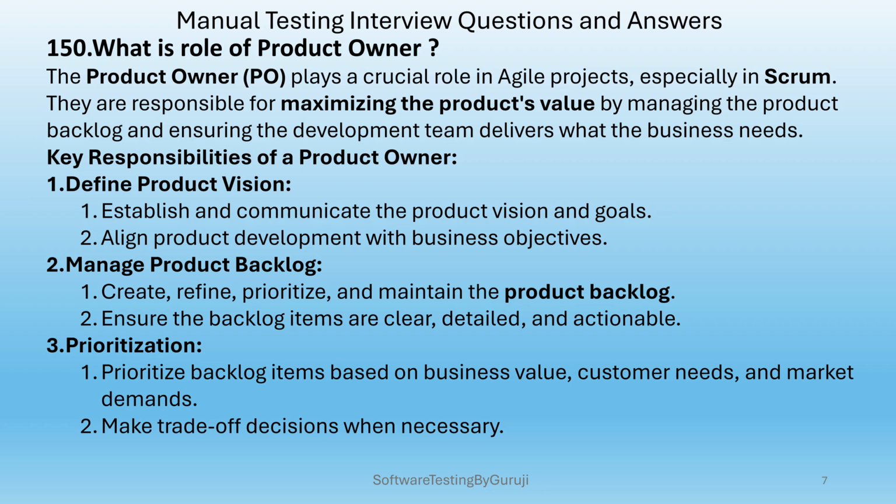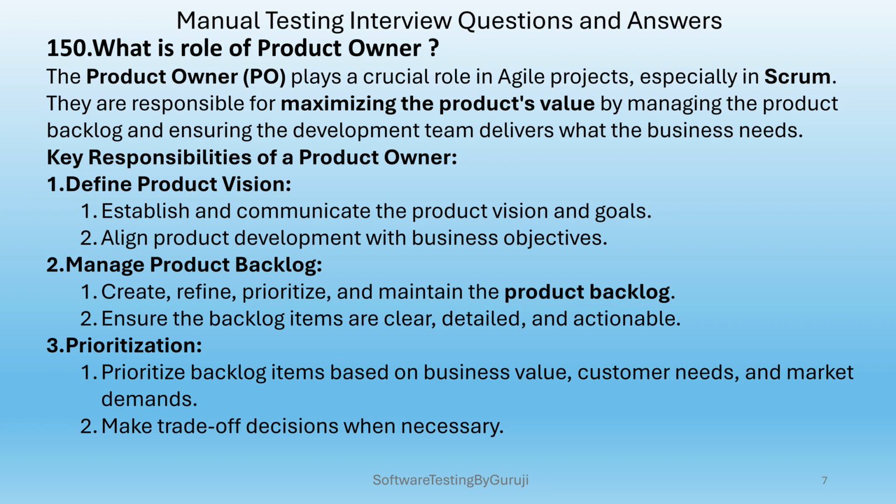A product owner plays a crucial role in agile projects, especially in Scrum. They are responsible for maximizing the product value by managing the product backlog and ensuring the development team delivers what the business needs. Now let's understand key responsibilities of a product owner. First, define product vision. Establish and communicate the product vision and goals. Align product development with business objectives.